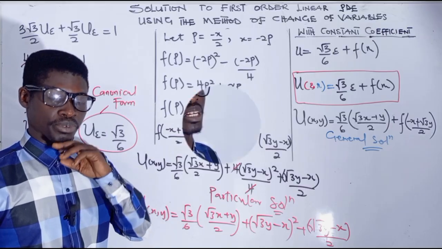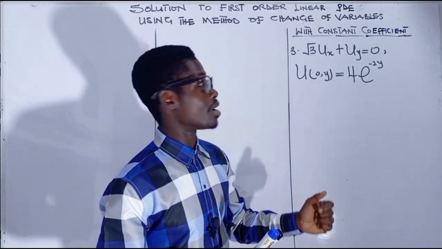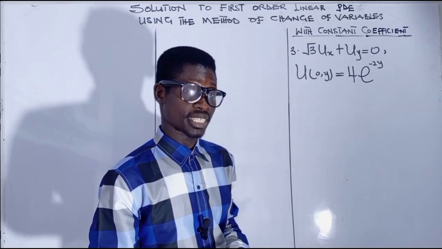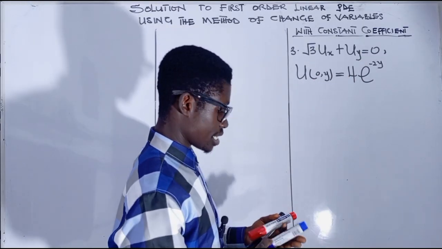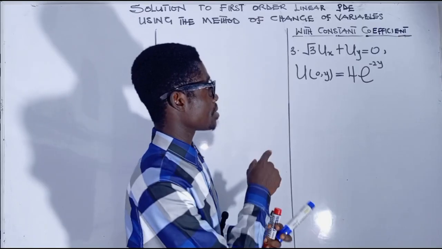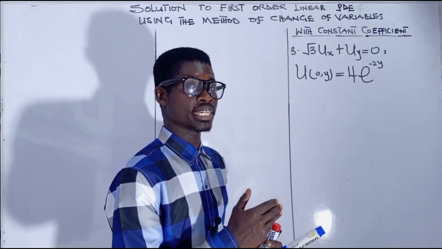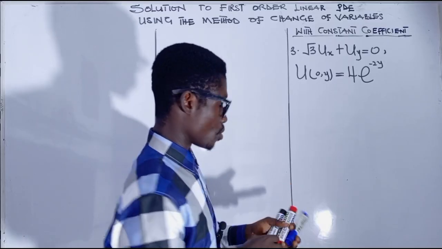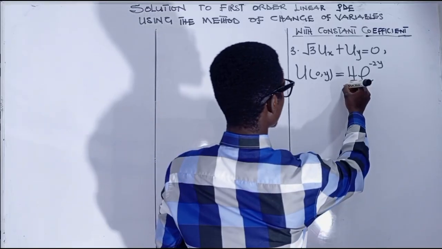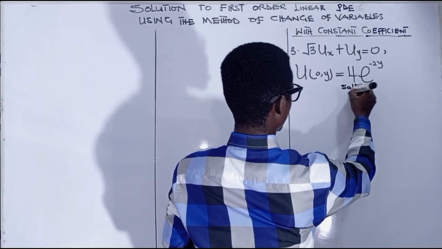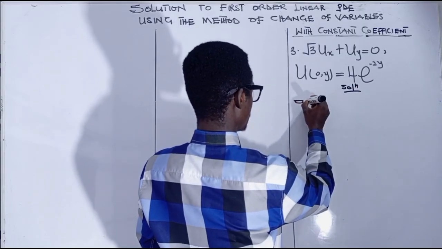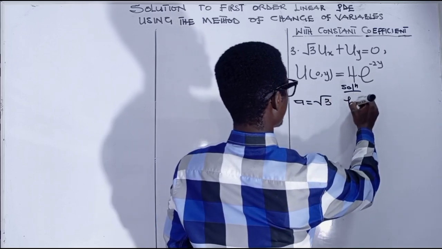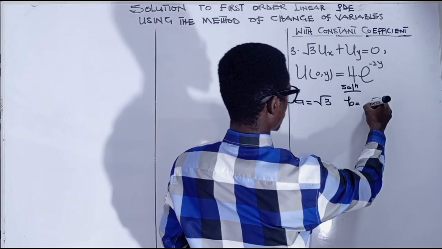Let's look at another example. This is going to be our last example under the change of variables with constant coefficient. So let's go through it. What we are going to do is to identify our a and our b from the equation given. We know that a is the coefficient of ux and b is the coefficient of uy. So we have root 3, and our b is the coefficient of uy, that is 1.